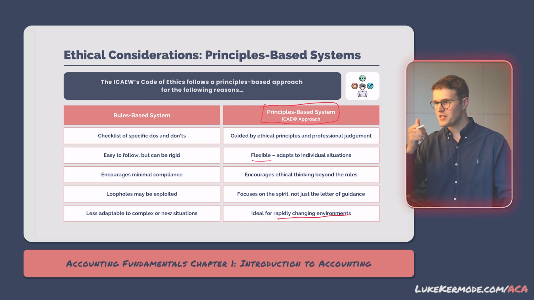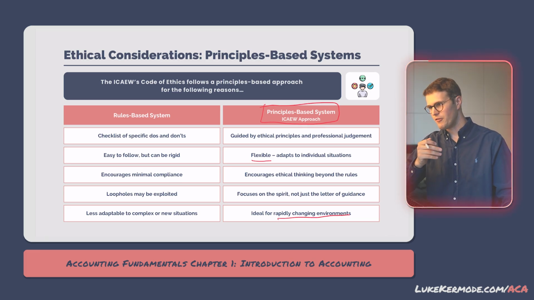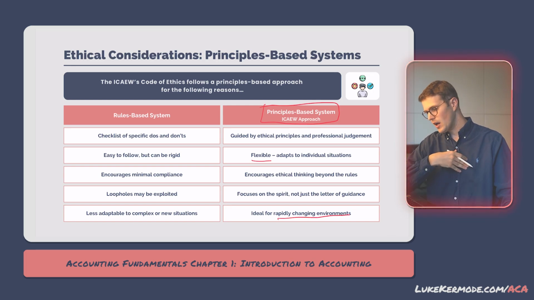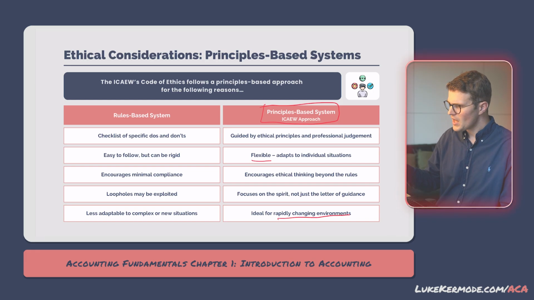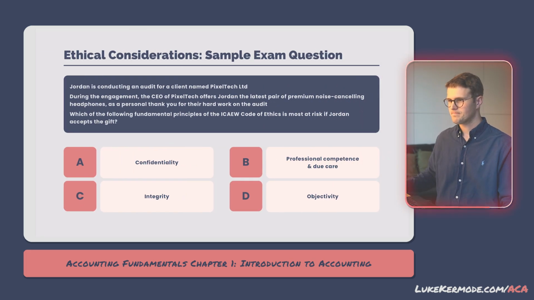Of course, that doesn't mean anything goes. Principles-based systems can still include clear prohibitions where they're needed, for example, when independence or integrity is being compromised. So overall, this flexible but accountable approach helps ensure that ethical guidance stays relevant, effective and forward-looking, protecting both the public and the accounting profession as a whole.